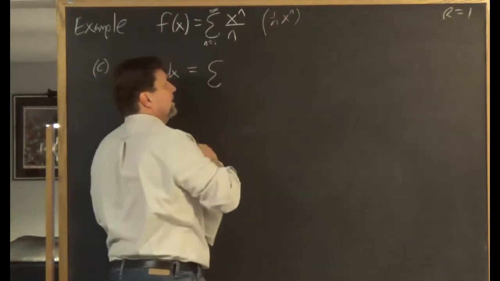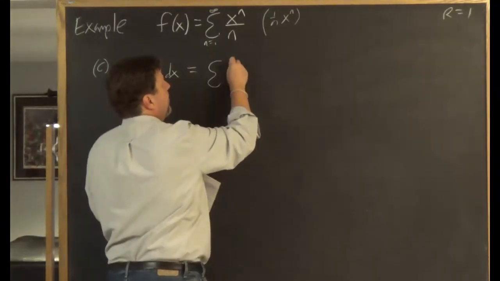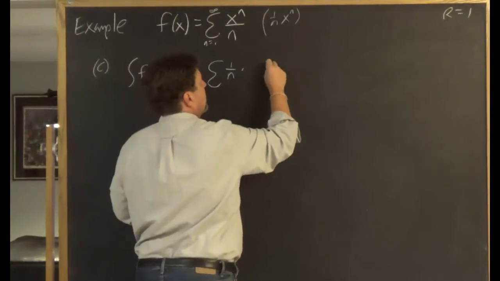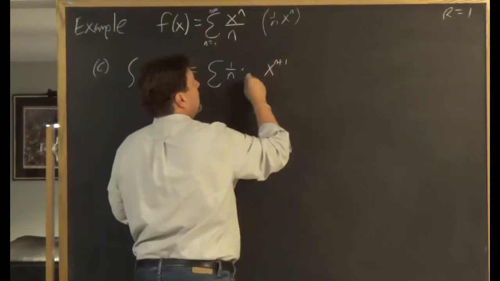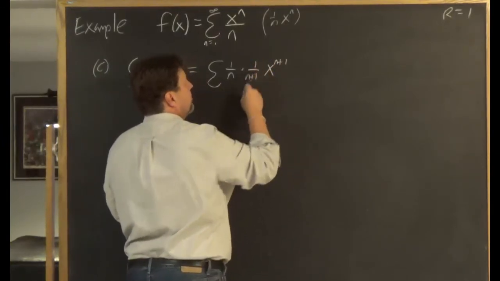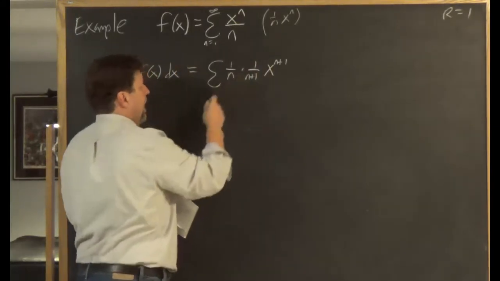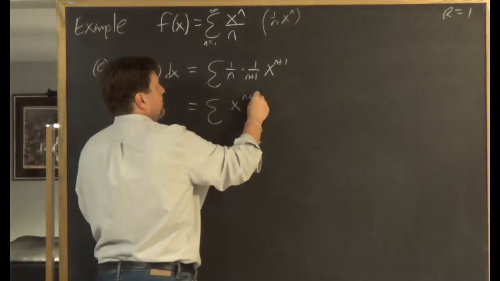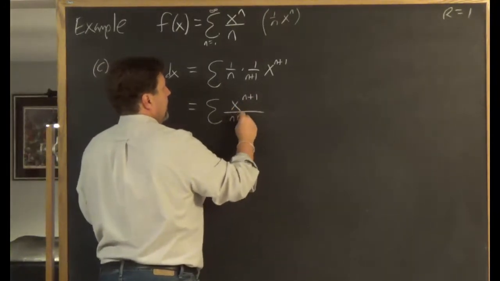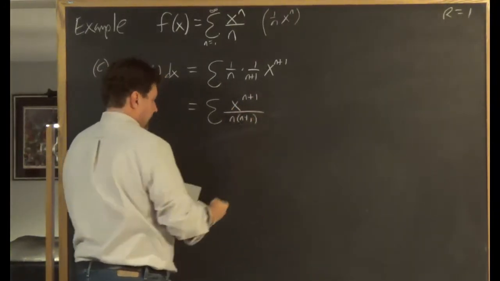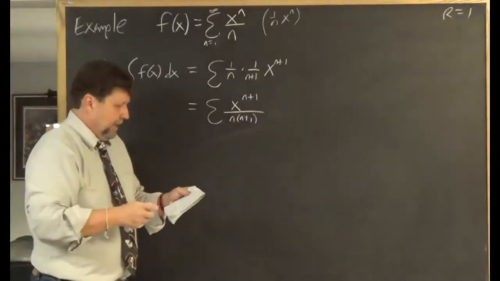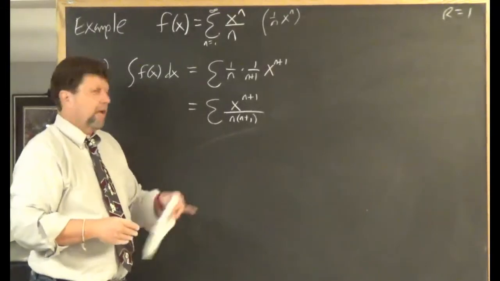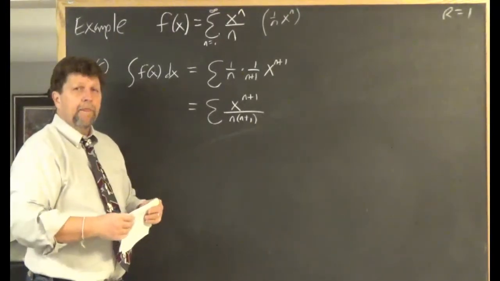That's just a constant. So when you integrate, you would have a 1 over n times, add 1 to the exponent, and then out front you put the reciprocal of that new exponent. Now I personally would write this series as x to the n plus 1 over n times n plus 1. I just think that looks a little more compact. That looks nicer. So I would encourage you to write it like that.